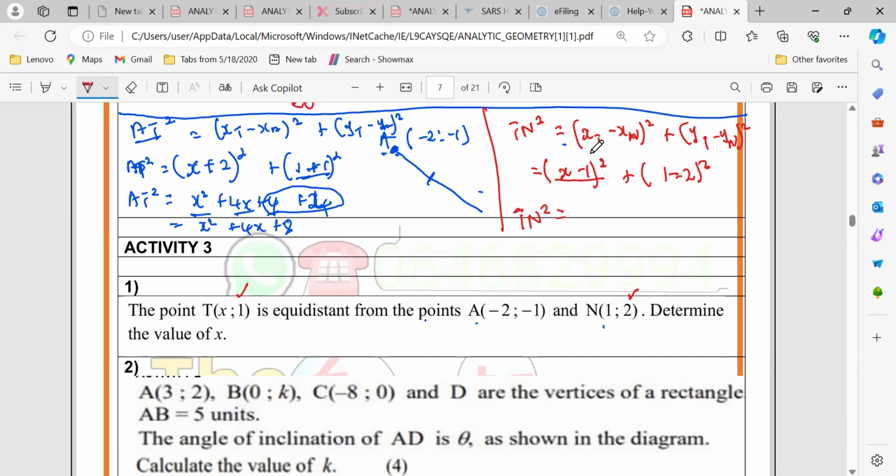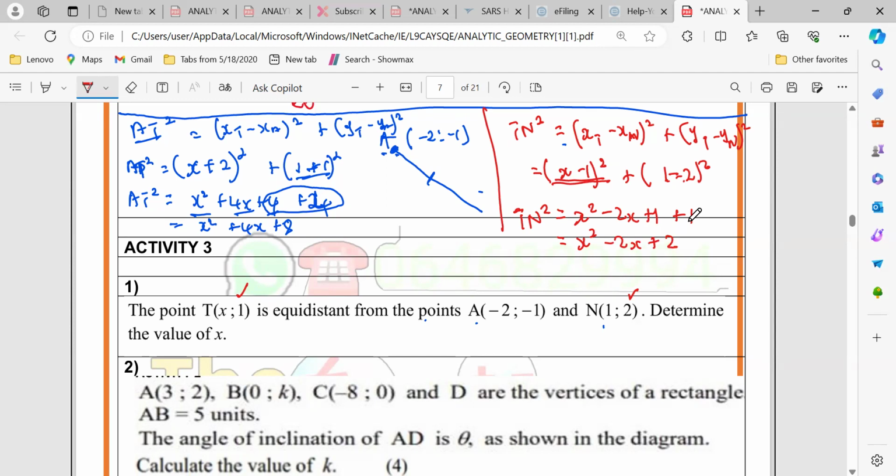Now, if you expand this bracket and then find the product, you're going to have x squared minus 2x plus 1. You're going to open the brackets 2 times. And then 1 minus 2 gives you -1, and squared it's going to be plus 1. And then the final answer here, you're going to have x squared minus 2x plus 2. That is going to be your final answer.